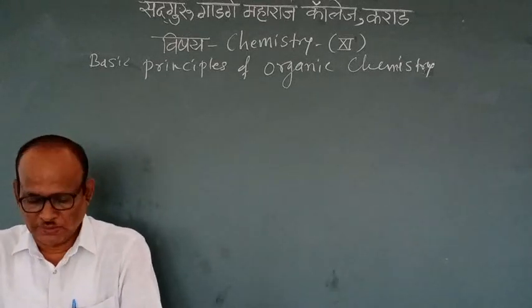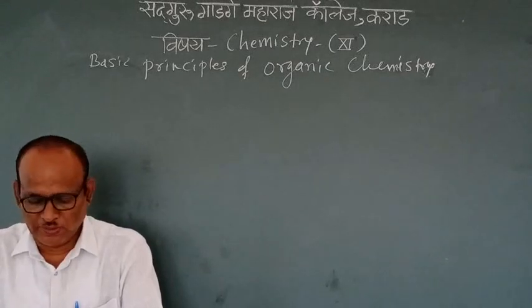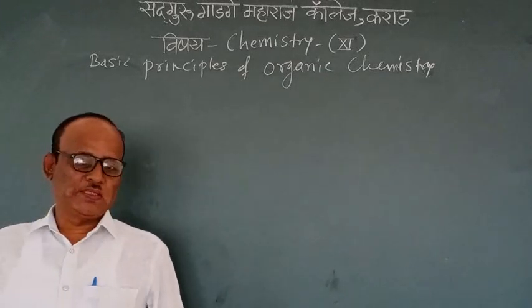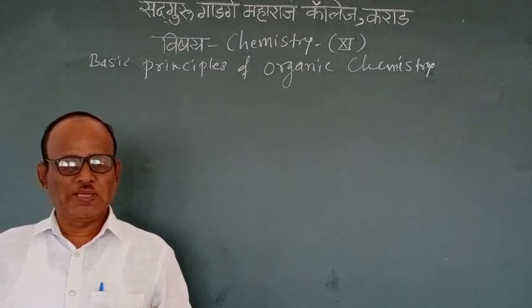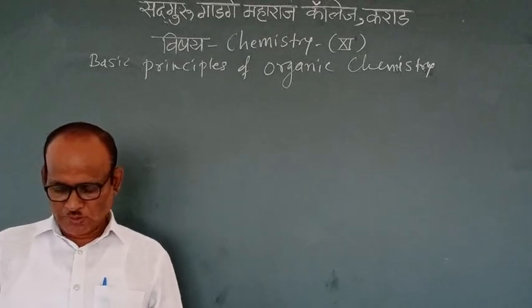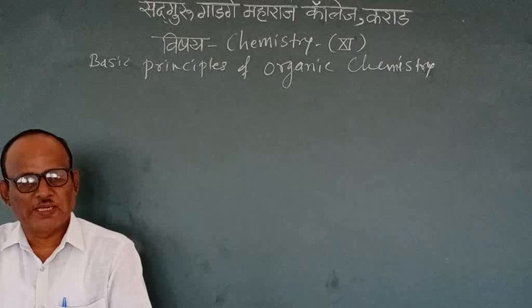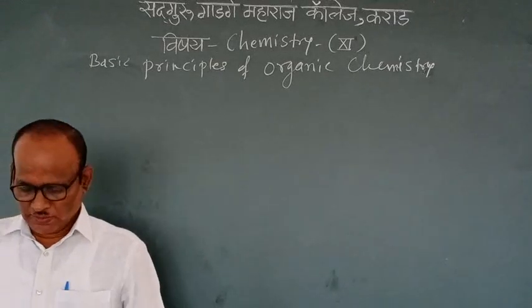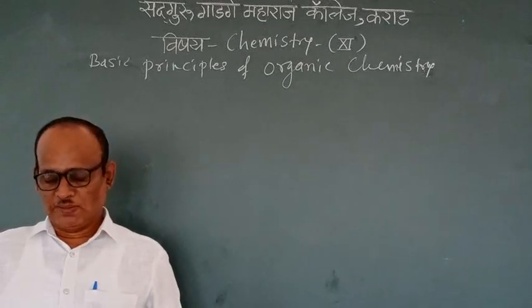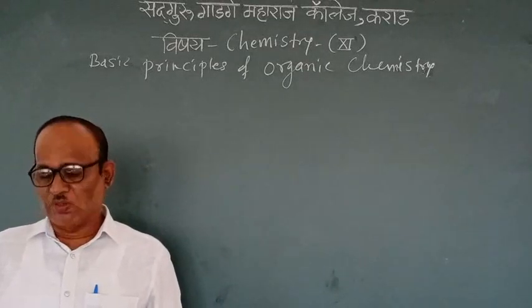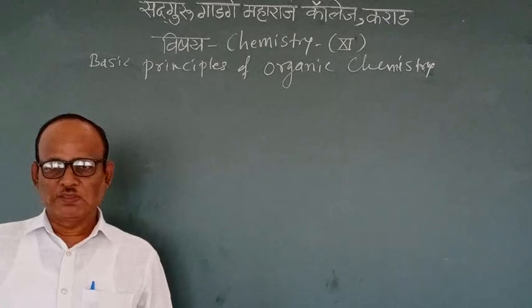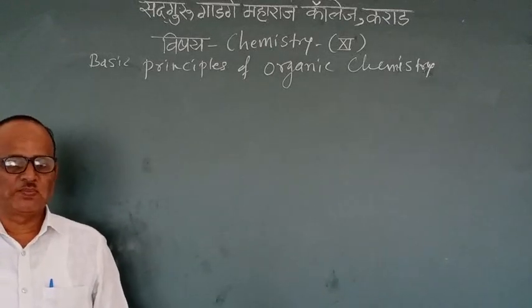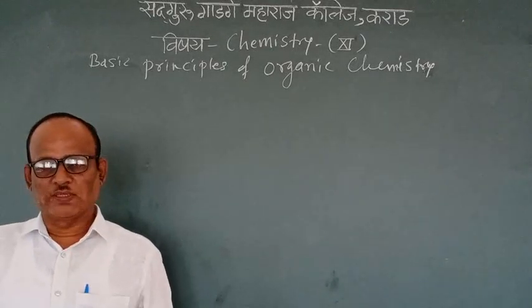The table number is given, Table 14.1, and you have to complete this table. There are some blank spaces. There are 4 columns: in the first column dash formula, the second column condensed formula A and condensed formula B, the third column, and the last column is the bond line formula or zigzag formula. So this is an exercise for your homework.